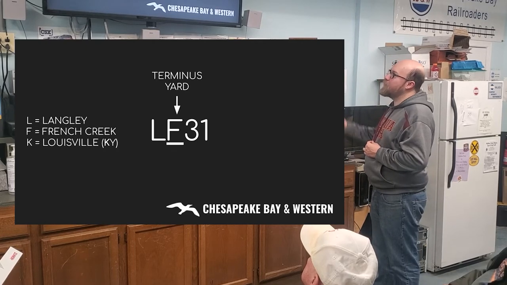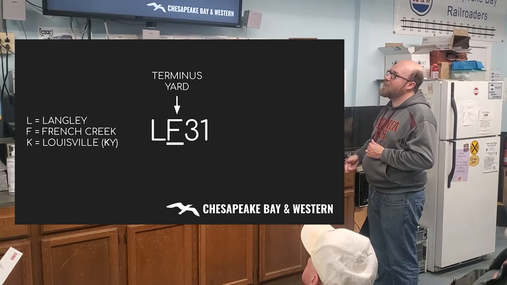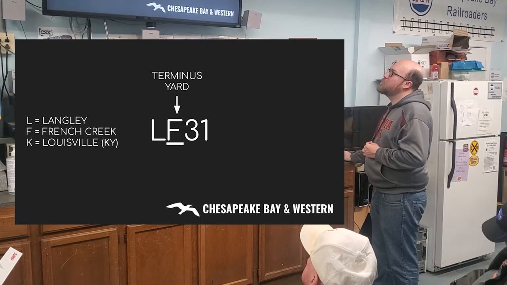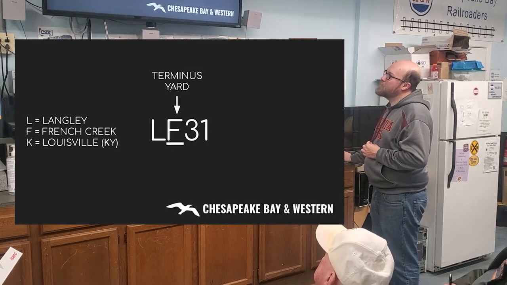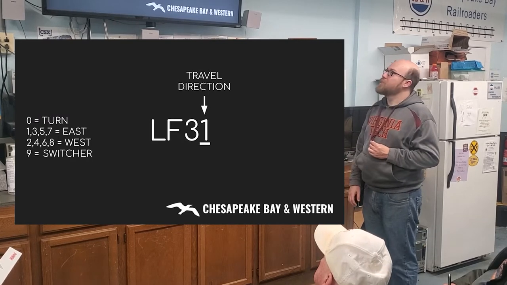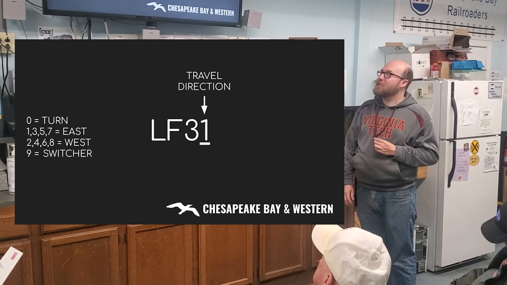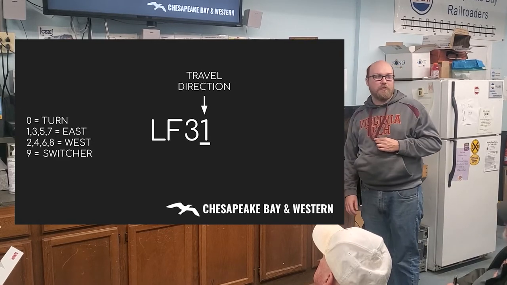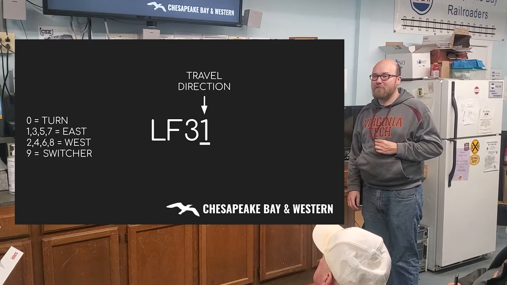So if you're a local train, you're just going to have that first code so that you can tell at a glance. If it's just got one letter and it's not a unit train, it's going to be a local. And then if it's a manifest train, it's going to have two codes, so the terminus yard. And then the last digit indicates which direction it's moving. So 1, 3, 5, and 7 moving east, 2, 4, 6, and 8 moving west. If it's 0, it's a turn, if it's 9, it's a switcher. Switcher means it never leaves the station where it's stationed.